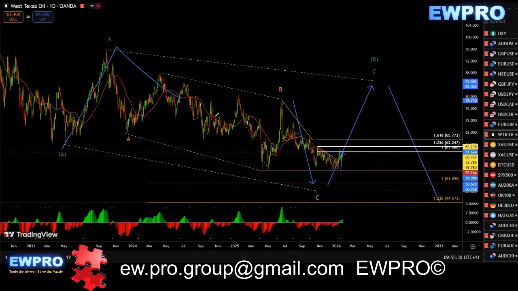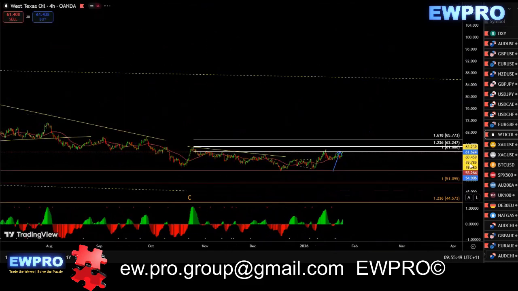WTI, I'm looking at that WXY. There are two scenarios here. We either get this larger C up here, or I've been looking at just an A, B, C here, and possibly another one down. If I just go down to the lower time frame, I'll show you what we were looking at there.